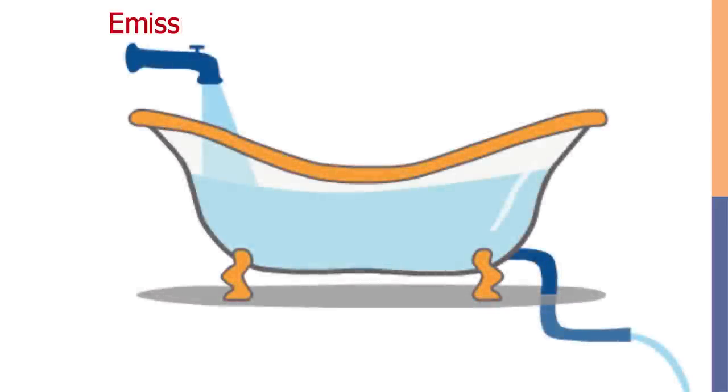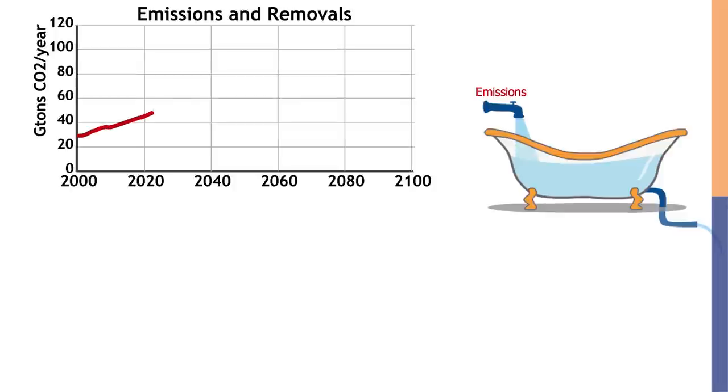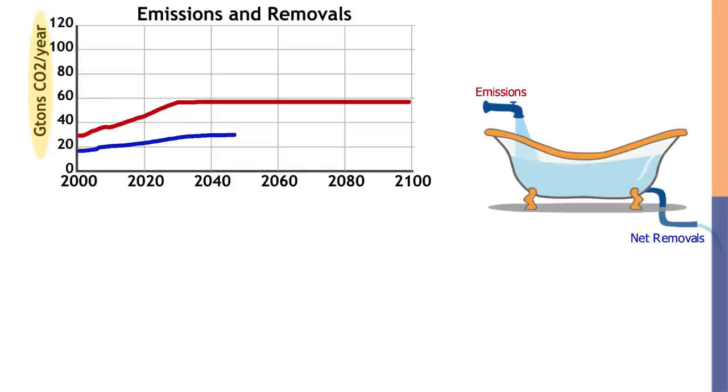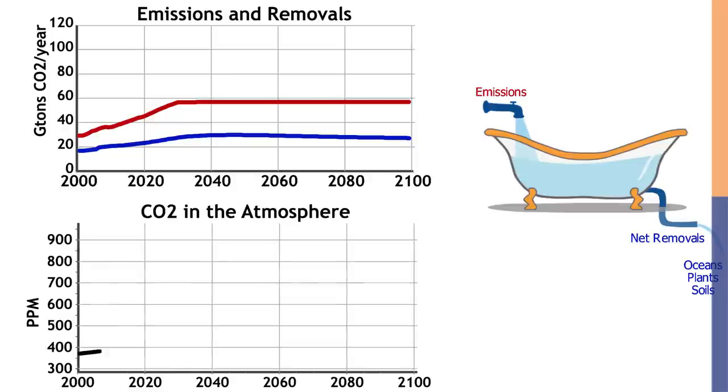All right, let's go back to me standing in front of the museum designers with the model. The emissions had leveled in 2030, but those concentrations kept going up, much to my dismay. Emissions are an inflow to the tub, just like this faucet, shown on the graph in this line, measured in gigatons per year. And the outflow is net removals, shown here in this line, indicating the flows of carbon dioxide into oceans, plants, and soils. This bottom graph shows the stock or accumulation of CO2 in the atmosphere.